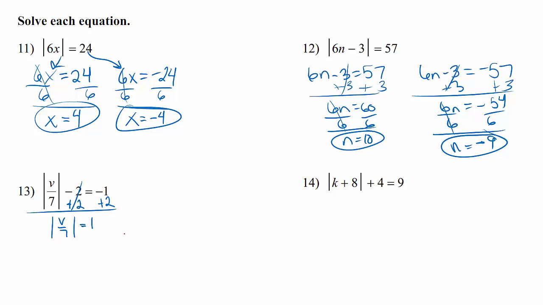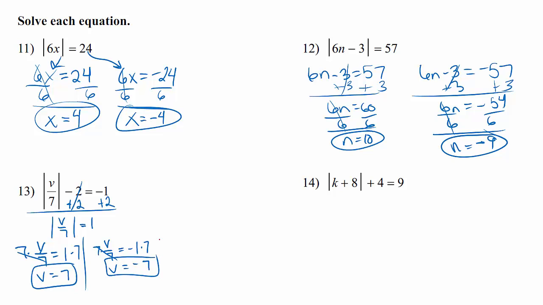Now that it is, I'm going to write b over 7 equals 1 and b over 7 equals negative 1. And I'm going to solve that. So both of these, I need to do the same thing and times by 7 on both sides. So b equals 7 and b equals negative 7.